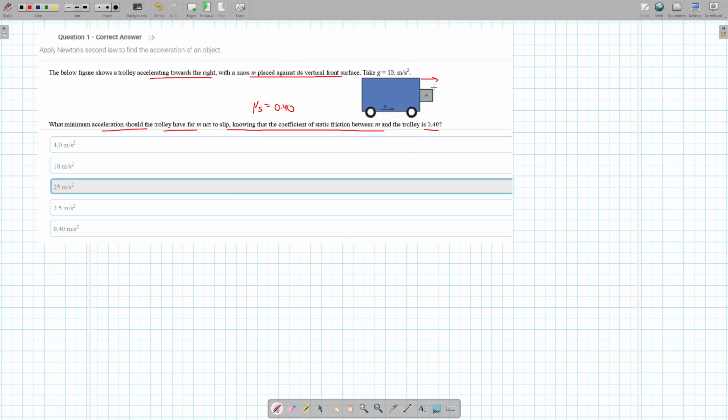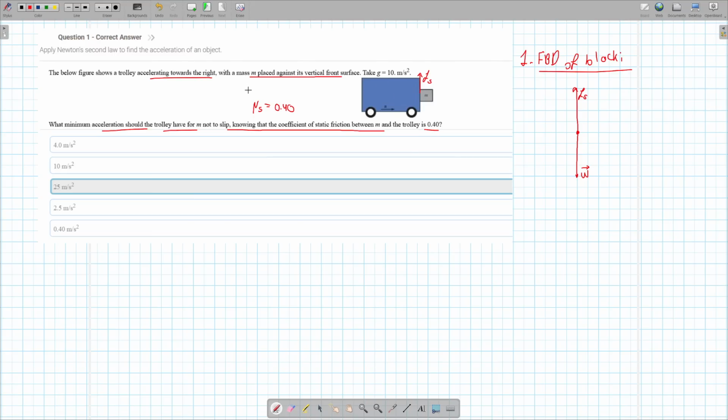Here's what you do. What's stopping the block from moving down? It's the friction, right? So what do we always do? The first step for anything is always draw the FBD, free body diagram, of the block. Let's see, what do we have? We have our block. Always start with your weight. What's stopping the object from going down? It's the static friction. We're going to draw static friction.